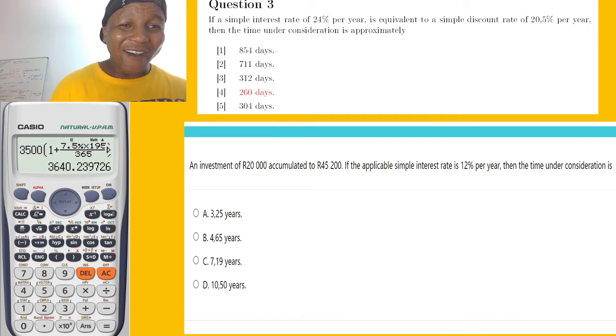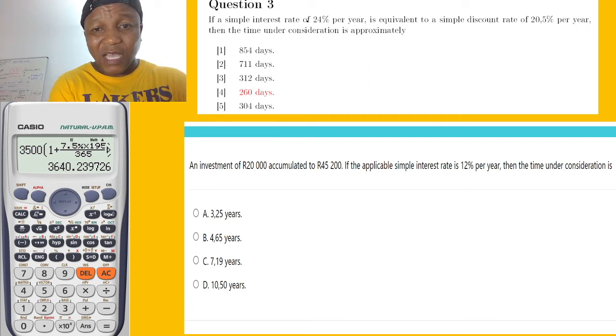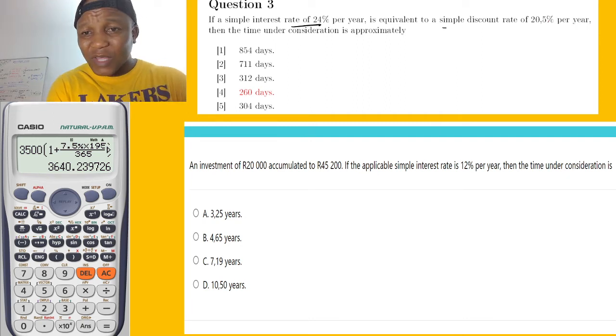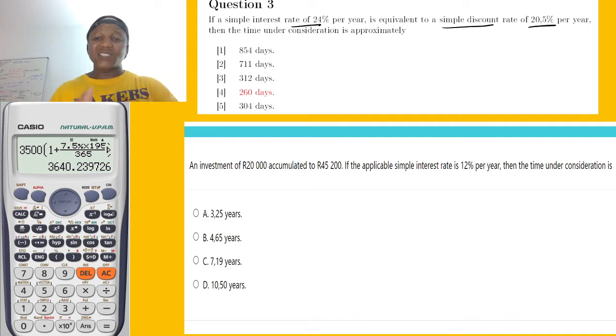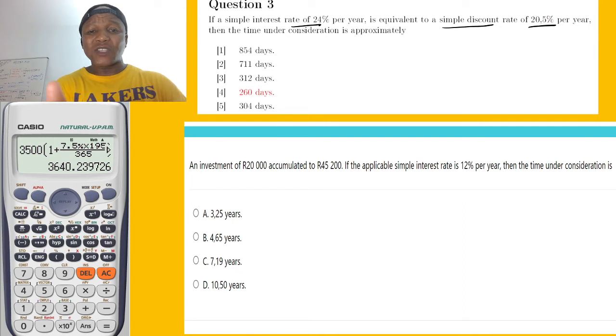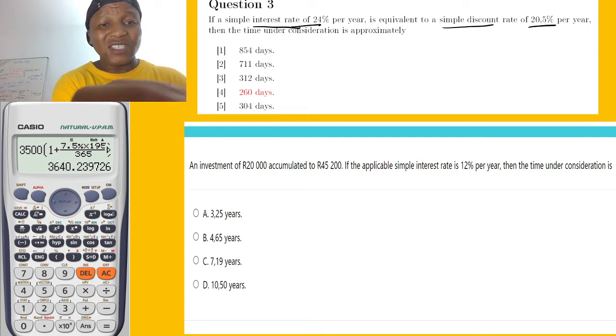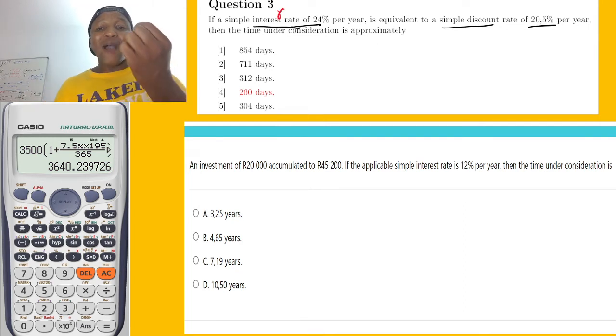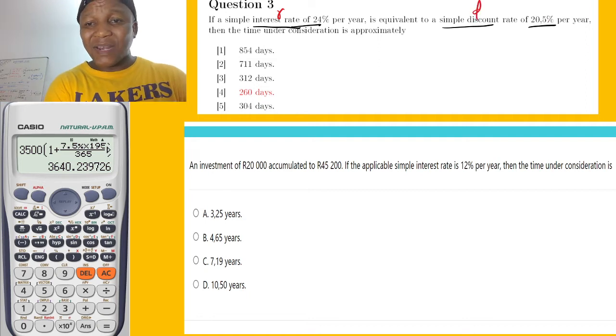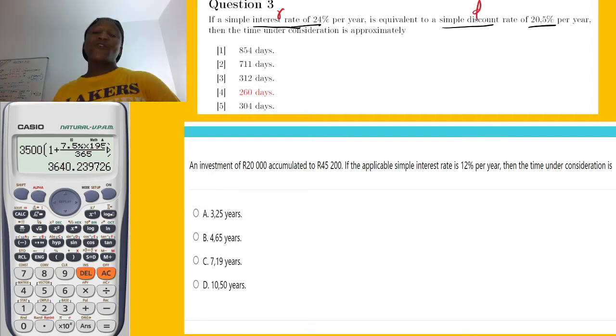Okay, so let's start with the first question. They say simple interest, and then equivalent to the discount interest. So simple interest and discount interest. Whenever you have a question where there's a combination of the two, the simple interest will be represented by the letter R or small i, and the discount interest will be represented by the letter D for the most part. That's how I use it.